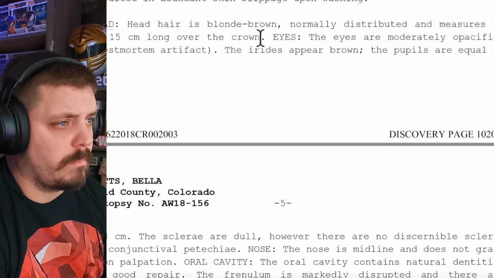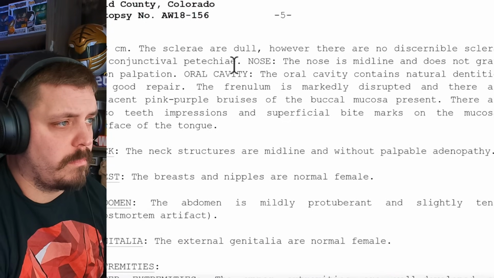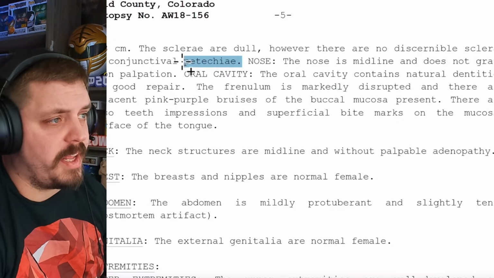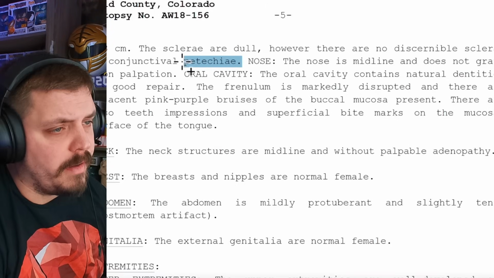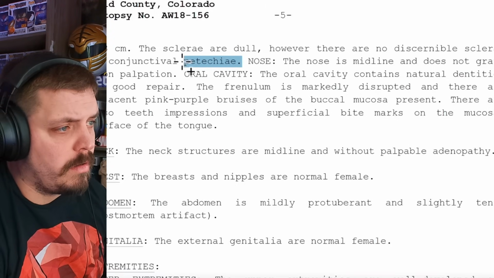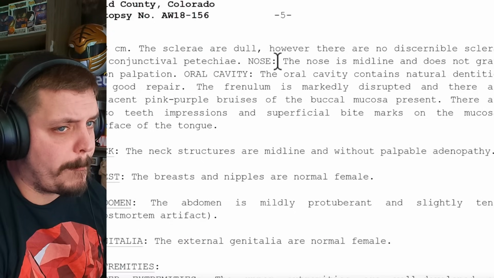So we'll just go through these findings. Eyes were moderately opacified, no discernible conjunctival petechiae. The petechiae is something that appears in the eyes sometimes due to strangling, but Shanann's eyes didn't have petechiae. Oh, they didn't. Doesn't mean anything really. It's just something that happens sometimes when people are strangled. The nose wasn't broken, so it does not grate on palpation.